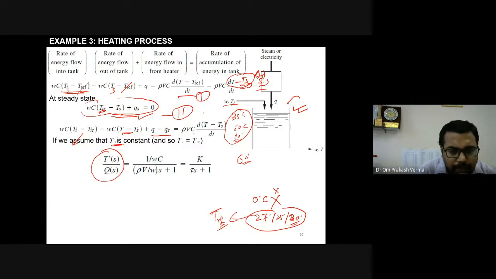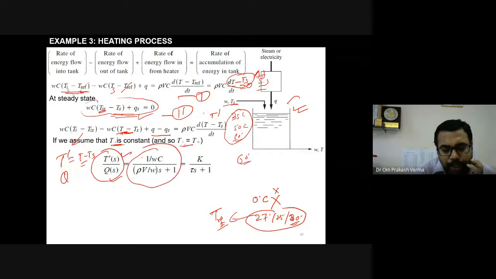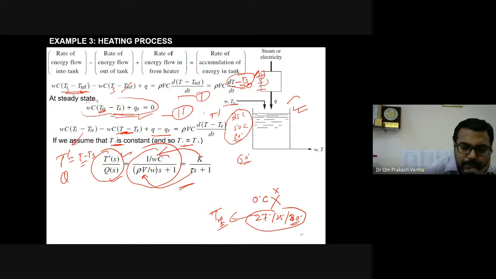Since Ti is a constant value, Ti minus TIS is zero, and hence we take the Laplace transform. The deviation variable is defined by T dash, which is nothing but T minus TS, and Q minus QS is Q dash. Just to take the Laplace transform, you can then find T dash upon Q dash, which is the transfer function. K is represented as 1 upon W C, where tau is represented by rho V upon W. By this way, you can find the transfer function of the heating process.